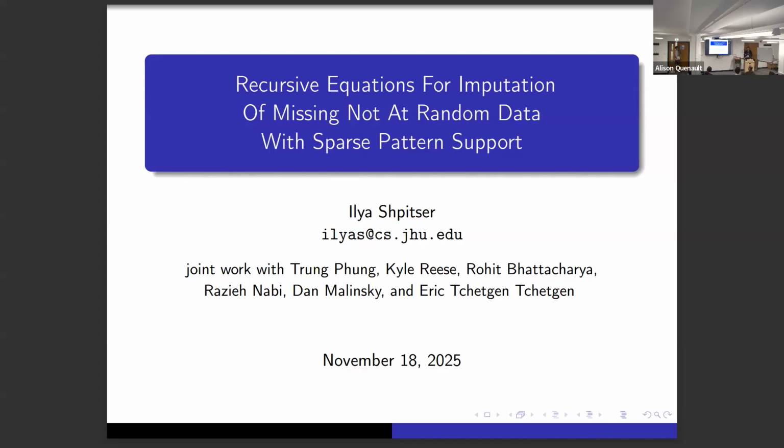So this is a missing data talk. This is a missing data talk about imputation. And it is joint work with my talented student Trung and our wonderful undergrad Kyle, and my former students Rohit and Razi, who now are faculty with students of their own. Rohit is right here in the room. And my former postdoc Dan, now at Columbia, and my good friend Barry.